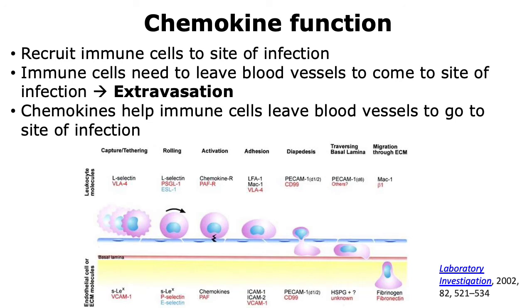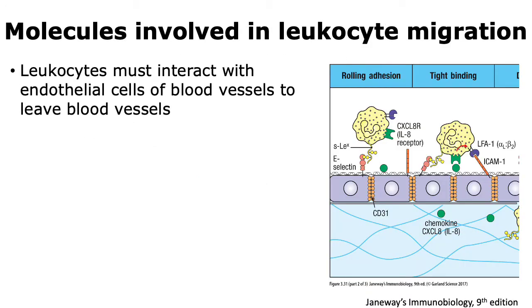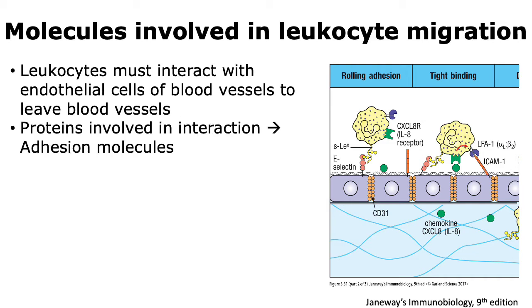Now, in order for the cells to know where they're supposed to go or where that site of infection is, that is where chemokines play a role. So chemokines help the immune cells to leave the blood vessels so that they can go to the site of infection. So let us see how this process actually works. For leukocytes to leave blood vessels, they must be able to interact with the endothelial cells that make up the blood vessels.